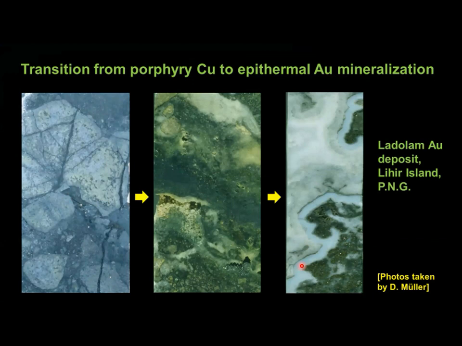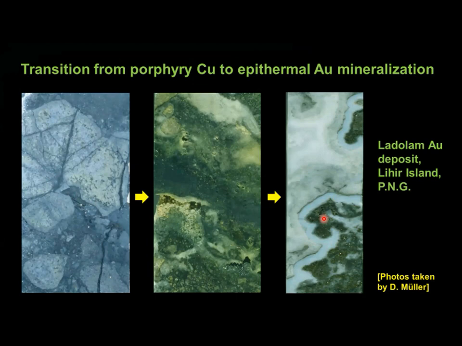But very luckily for Newcrest, who bought the deposit now, there was a late stage low sulfidation epithermal overprint with this typical colloform texture of blue quartz. And that brought some bonanza grades in there, up to 120 grams. And that has made it economic.